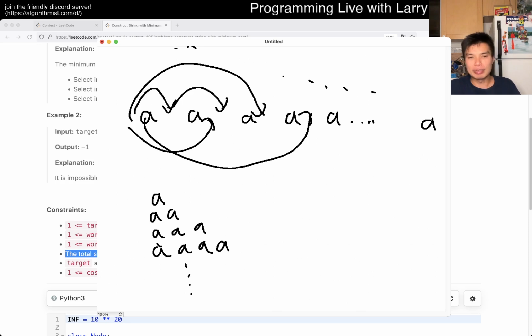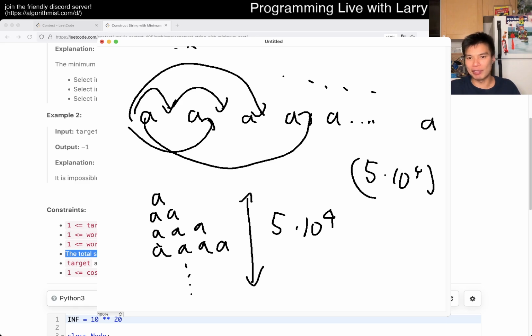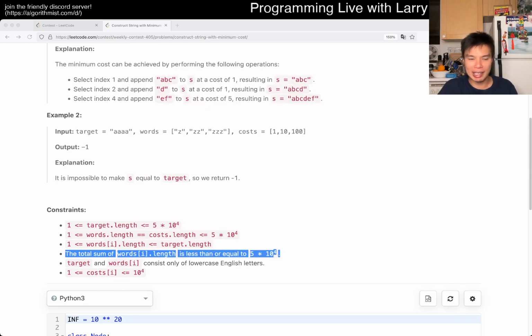So now, if we have 5 times 10 to the fourth of these, this would create a complete graph, which is going to be 5 times 10 to the fourth squared, right? Which is too big. I mean, you could do the math, but it's too big, right? But the key observation that took me a while to trust, to be honest, is that, like I said, there is this additional constraint that I have highlighted, the total sum of length, right?